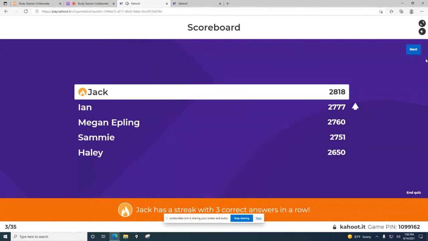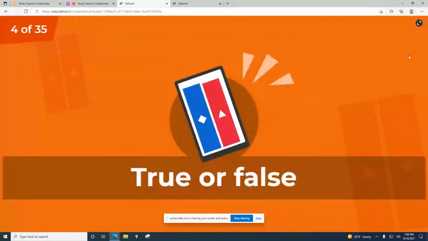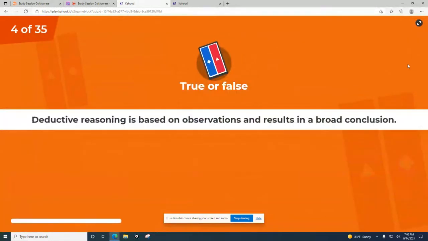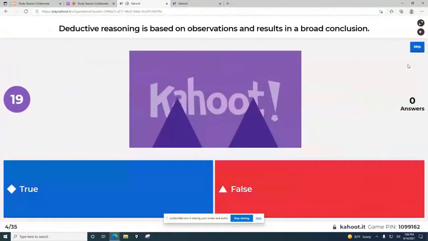Ooh, Jack is on fire. Okay, true or false? Deductive reasoning is based on observations and results in a broad conclusion.